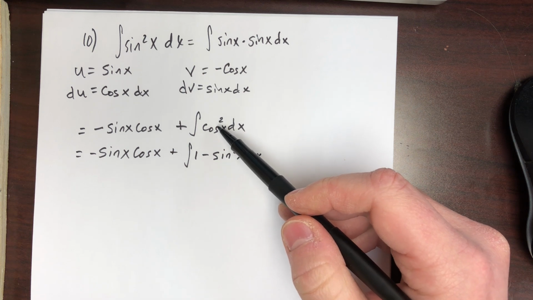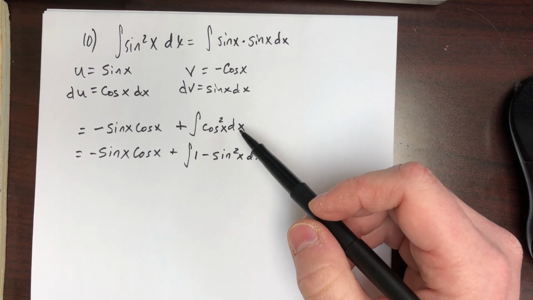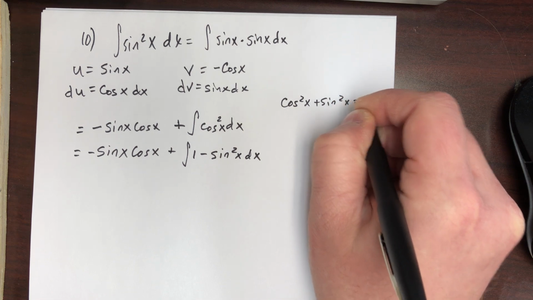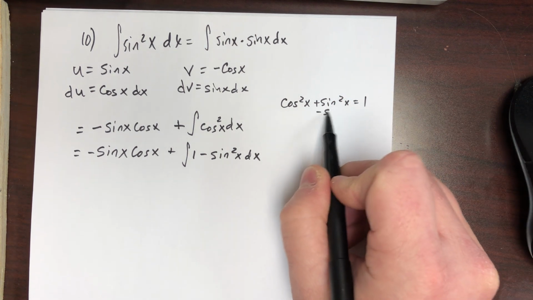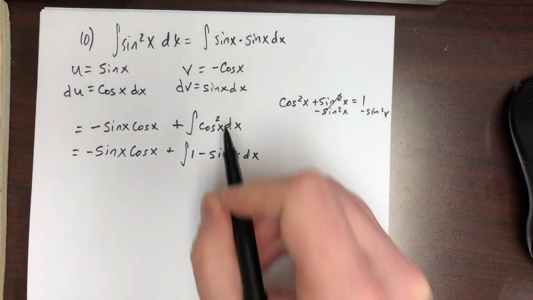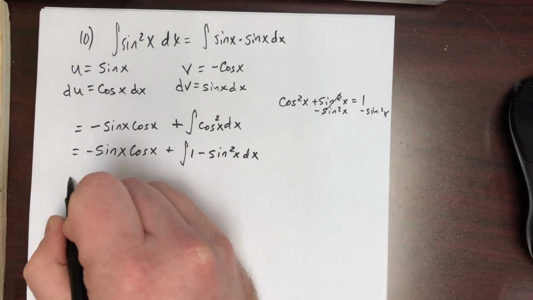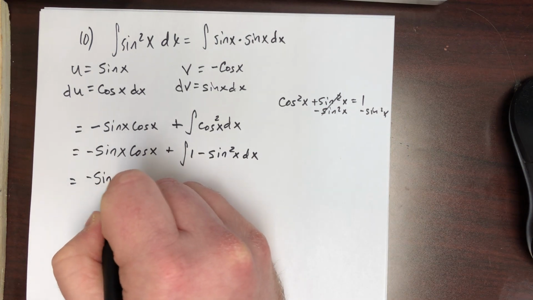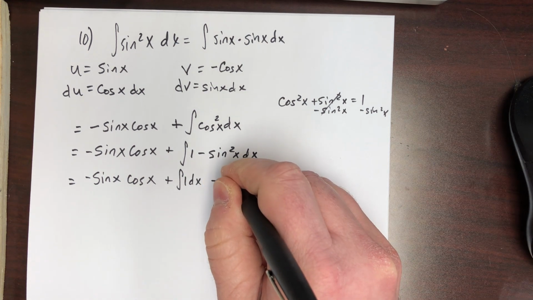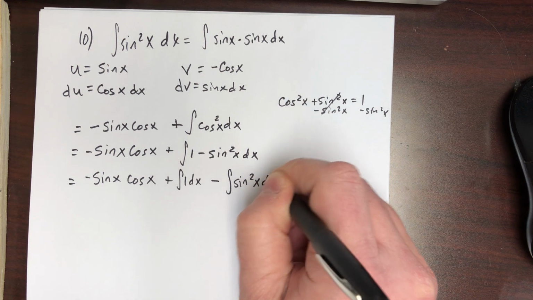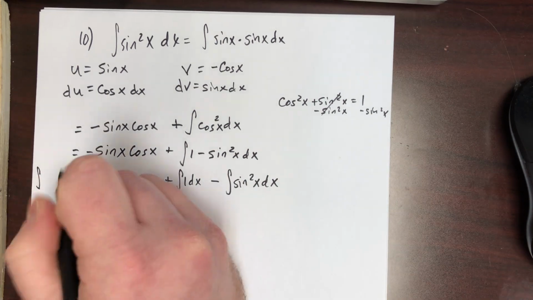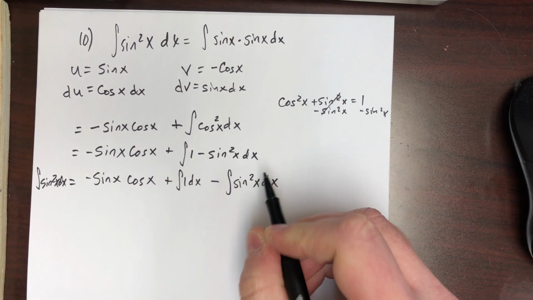I can use a trigonometric identity. Cosine squared is equal to 1 minus sine squared. Just a reminder, I get that from knowing cosine squared plus sine squared equals 1, and then solving this for cosine squared. So this is another true identity. So I could replace this with this. And so I'm able to write this as negative sine x cosine x plus the integral of 1 dx minus the integral of sine squared dx. Right, they both get their own separate integral because it's a plus or minus. And so that's the answer I want.